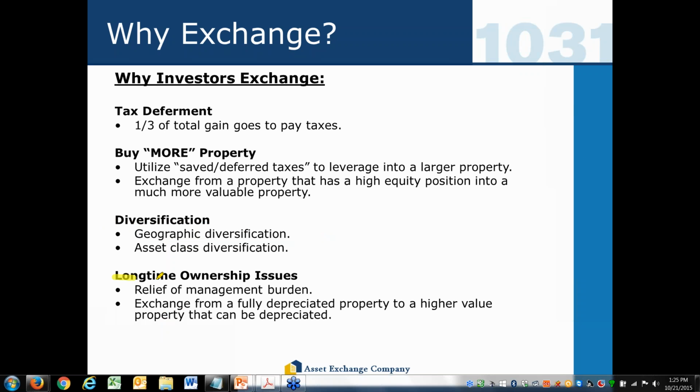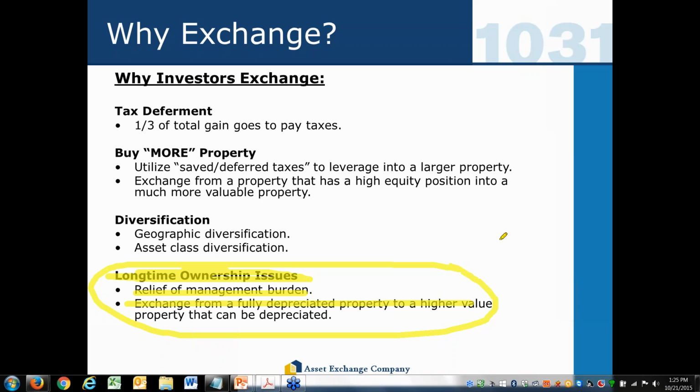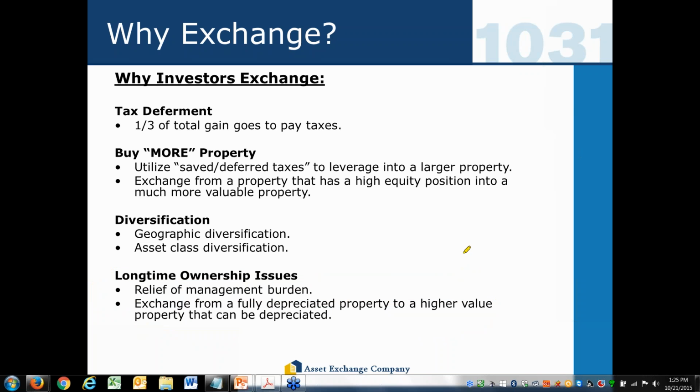Now, the last reason that some of my clients are going to do their exchanges has to do with time. And two things happen over time as you own real estate. Number one, you get sick and tired of owning your property. And number two, your property becomes fully depreciated. And both of these reasons are excellent reasons for some of my older investors to do their exchanges.